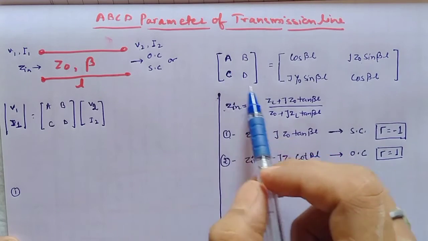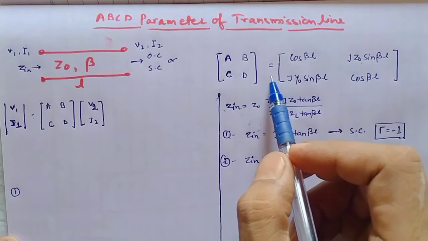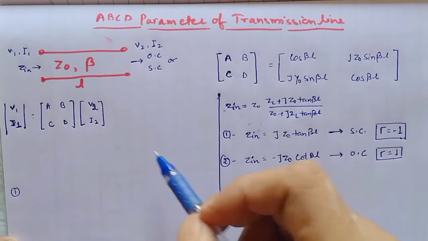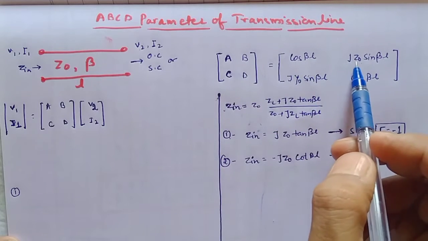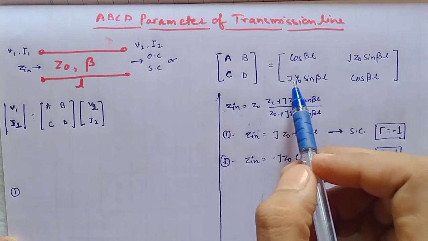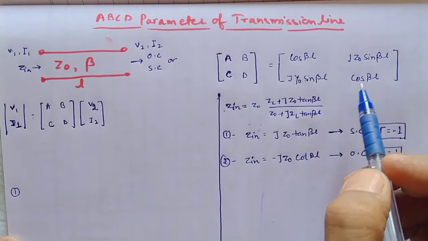So finally here I have written the ABCD parameter which I am going to derive, and I will prove that we are going to get the same parameter with our derivation. So A will be cos beta L, B will be j Z0 sin beta L, C will be j Y0 sin beta L, and D will be cos beta L.